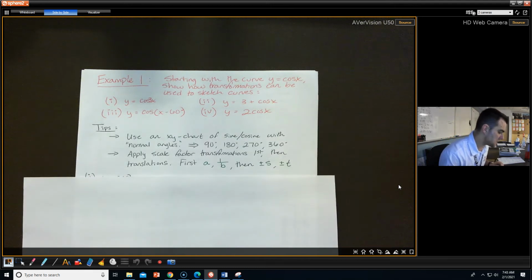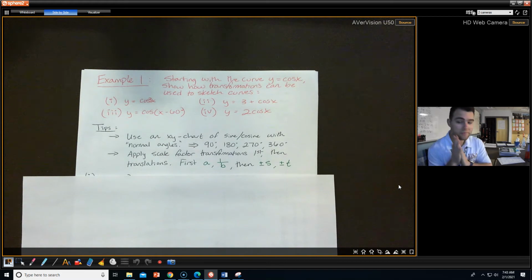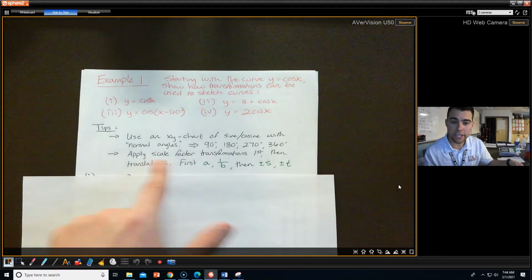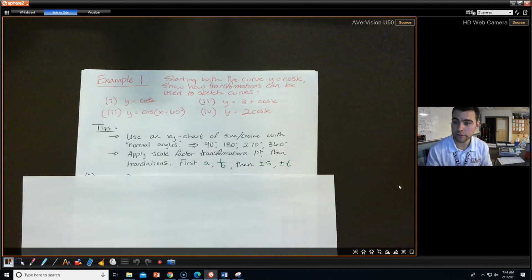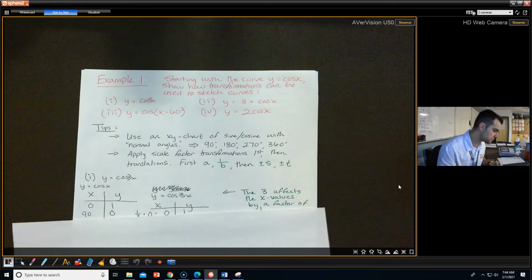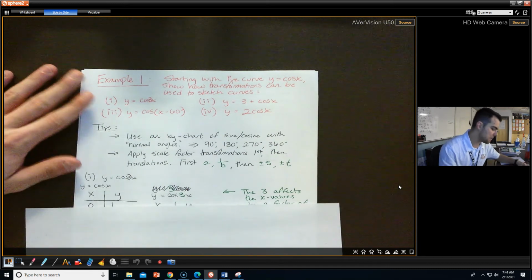And here are some tips to help you out, okay? I would use an XY chart of sine or cosine with the normal angles, so 90, 180, 270, 360. Easy angles where we know the y values. And then apply your STAB. Apply your scale factor transformations first, so what you're multiplying, and then do your translations. It's kind of like order of operations. Multiply before you add, okay? So let's see this first one.